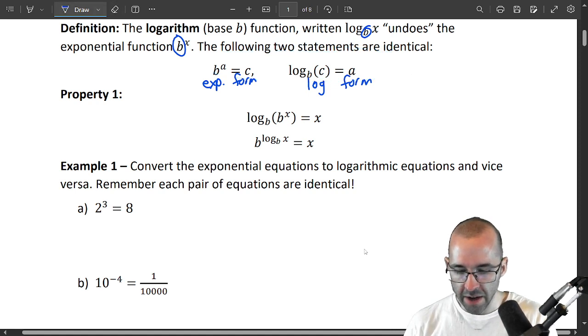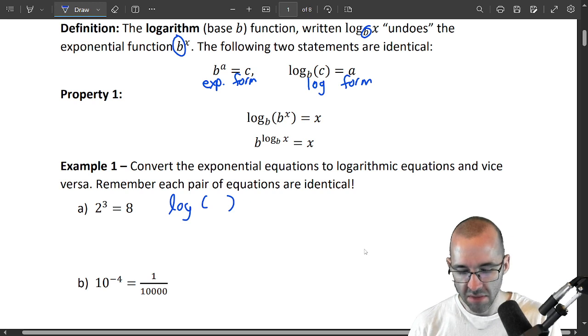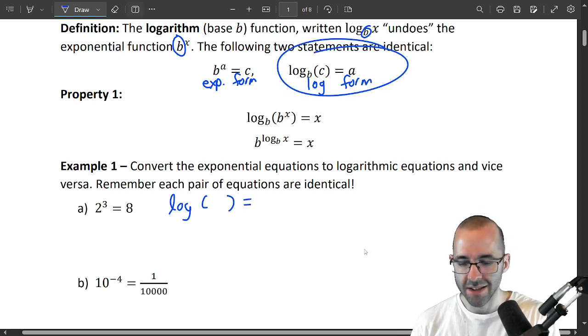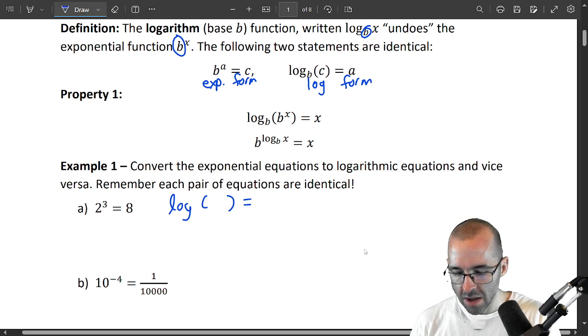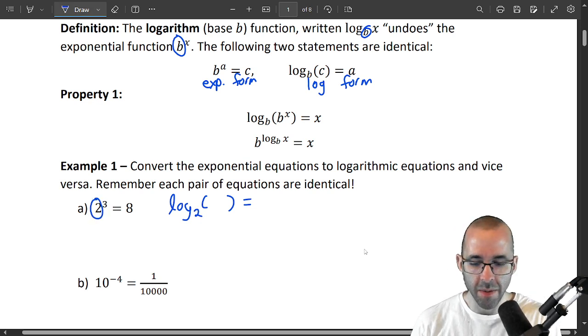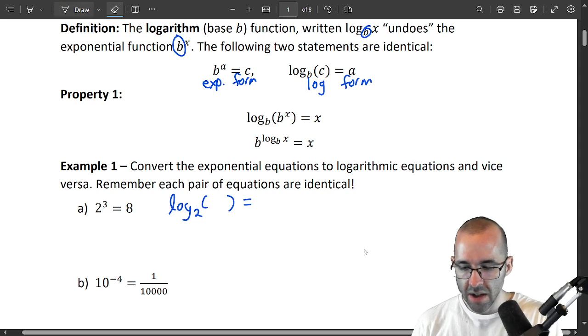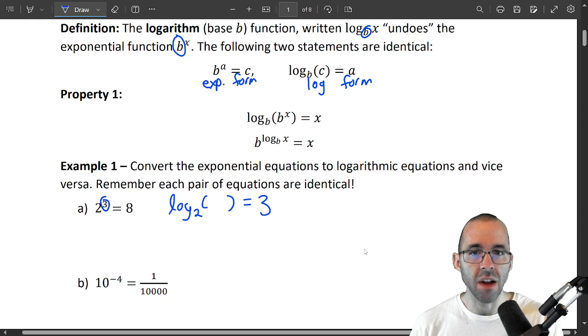So we know that in log form, it's going to look like log base something of something equals something, right? Just looking at this. So we know the base of the exponential is the base of the logarithm. The base of the exponential is going to be the base of that logarithm. The input of the exponential should be the output of the logarithm.